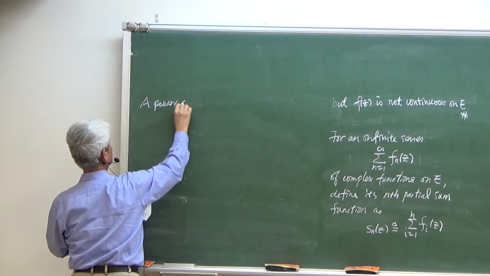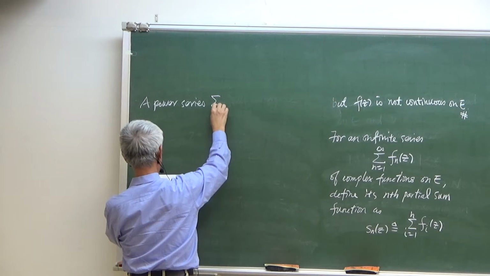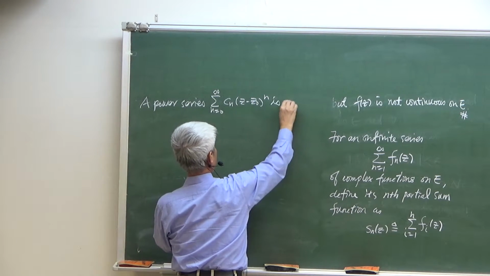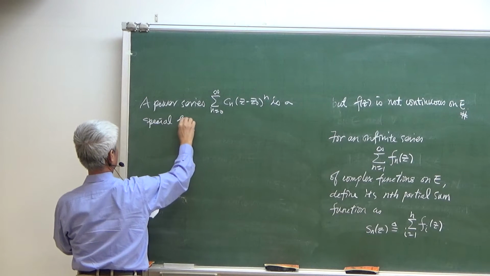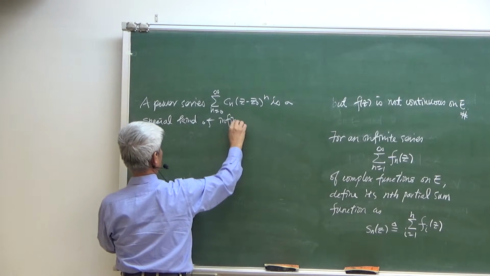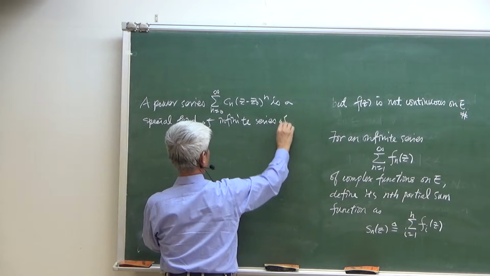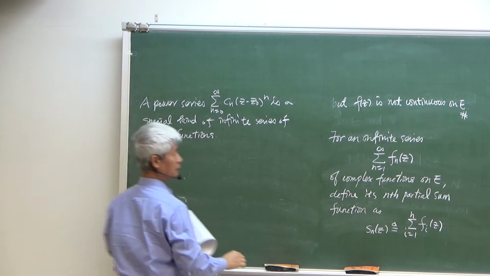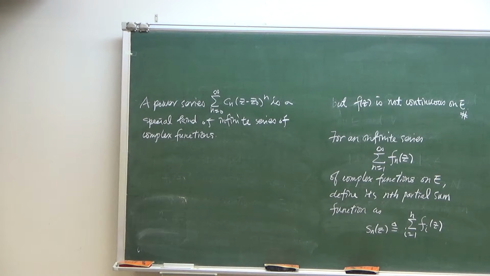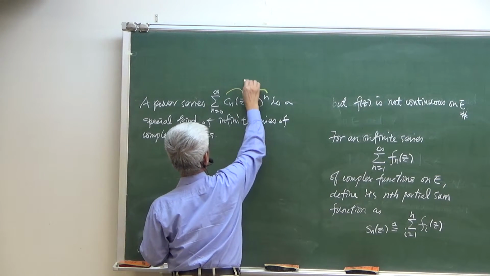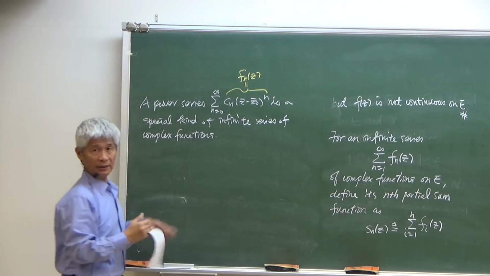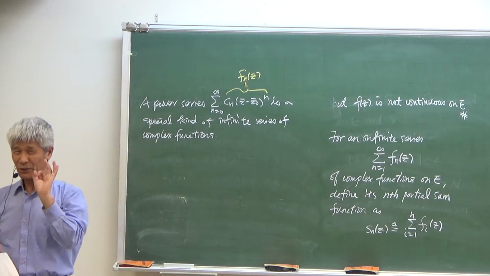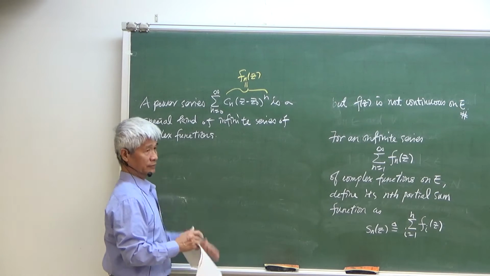Now, a power series is a special kind of infinite series of complex functions. Because in this case, the monomial term is a_n z^n, okay? So it's an infinite series, and this is a function of z, of course, right? So a power series is just a special kind of infinite series of complex functions.